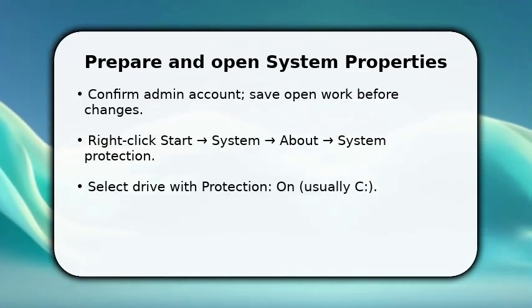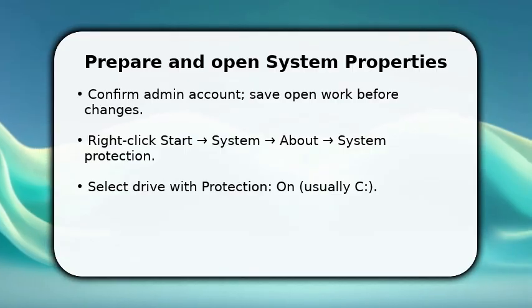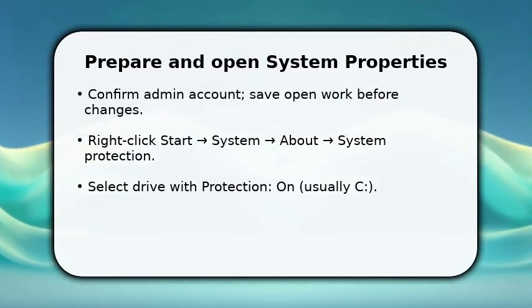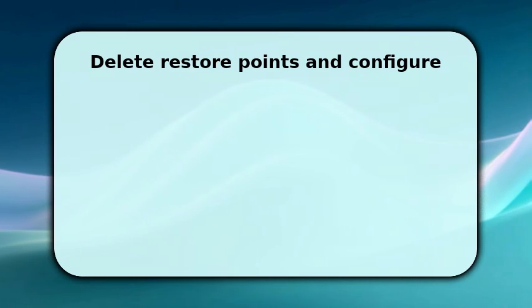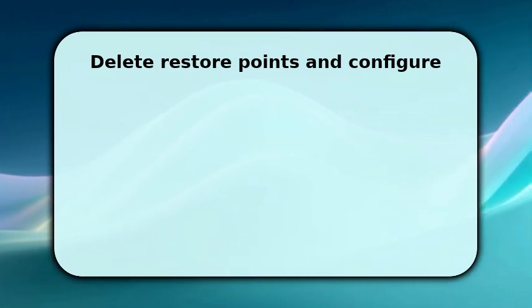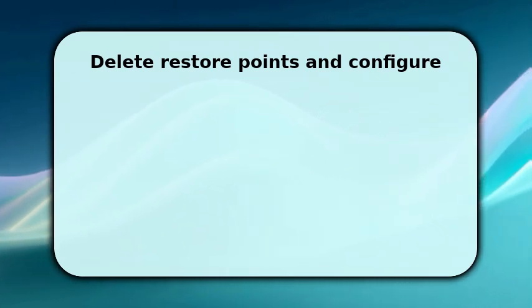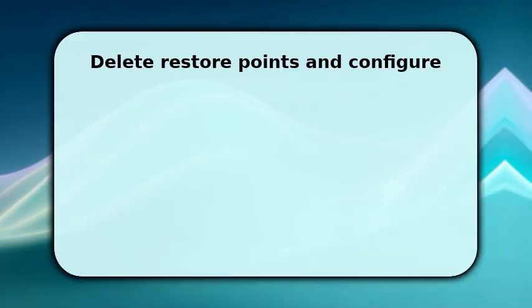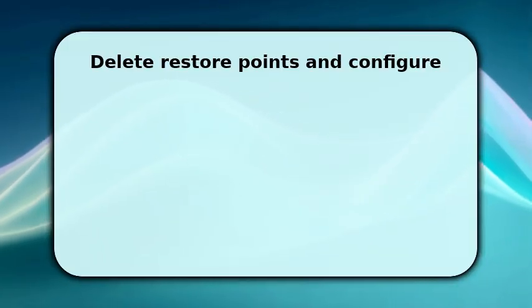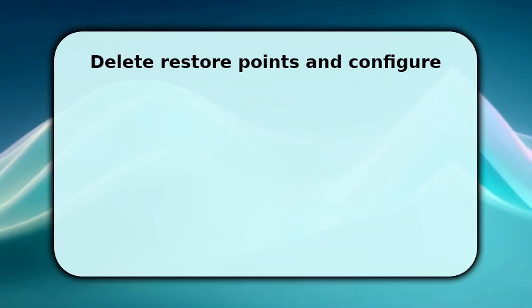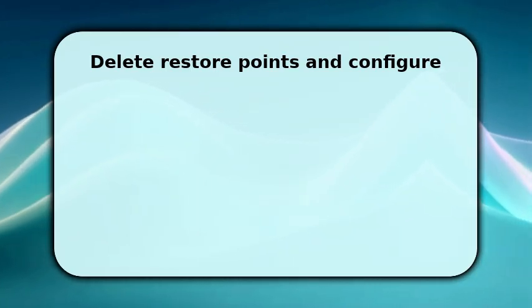Once done, we'll turn to the button that lets you delete existing restore data and manage disk usage. Now click Configure for the selected drive, hit Delete to remove all existing restore points and free space immediately. You're not done. Adjust the max usage slider to a smaller percent so future points use less disk, or slide to 0 if you want none.